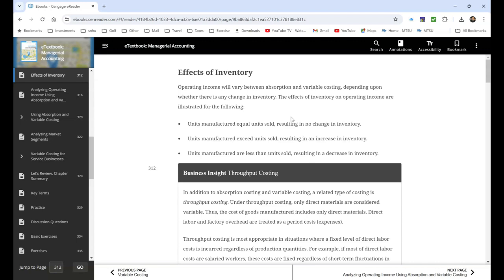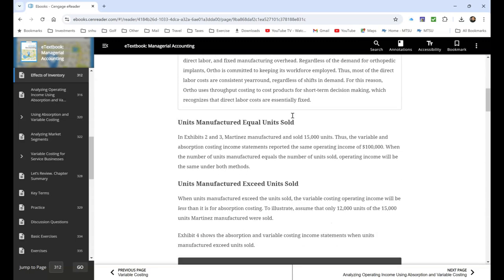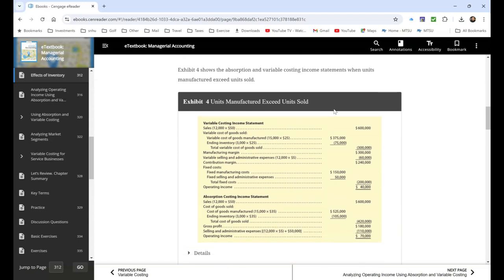The opposite is true if you produce less than what you sell. In that case, you will be spreading that overhead among fewer units. So that would create a difference in your variable costing and your absorption costing. But you can see here variable costing when manufactured units exceed units sold.